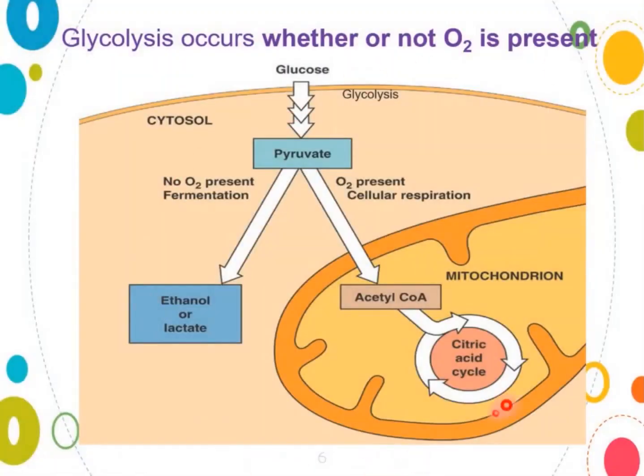So this is the overview of glycolysis. First, glucose breaks down into pyruvate. And then if there is oxygen present, pyruvate will enter the mitochondria to continue the Krebs cycle and oxidative phosphorylation. If let's say there is no oxygen, the pyruvate will undergo anaerobic respiration such as lactic acid fermentation and alcoholic fermentation.